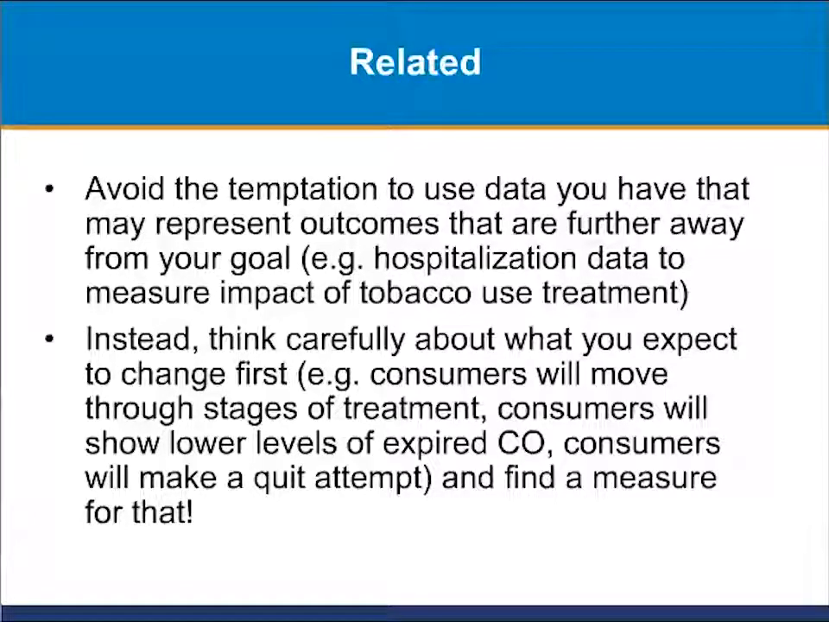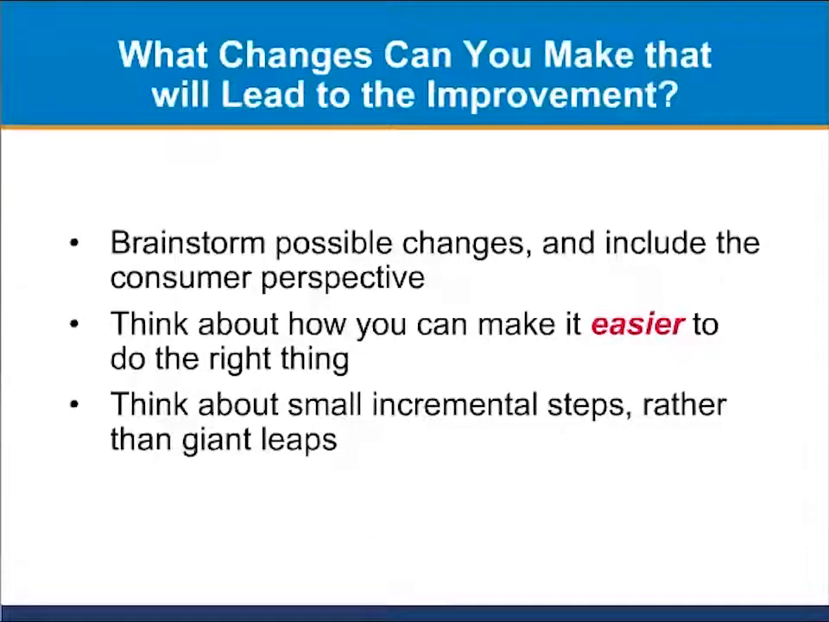So it could be as simple as consumers moving through stages of treatment. If you have a number of people you're working with who really aren't thinking about quitting tobacco, the first thing you're likely to see is them moving from pre-engagement to engagement and then eventually to active treatment. If you have some folks who are starting to cut down on their cigarettes, you can track things like lower levels of expired carbon monoxide with a CO meter. You can document whether people have attempted to quit, even started trying to use NRTs to reduce the number of cigarettes they're smoking, and those measures are much closer to the changes you're trying to make than something like hospitalization. And please, if you have any questions, feel free to type them in the chat box, and we'll also have time at the end for questions.